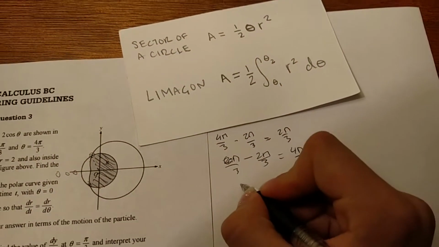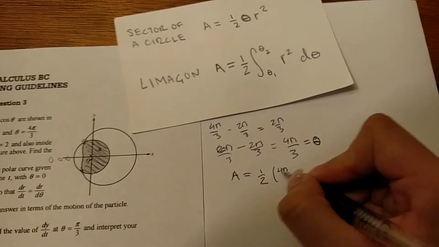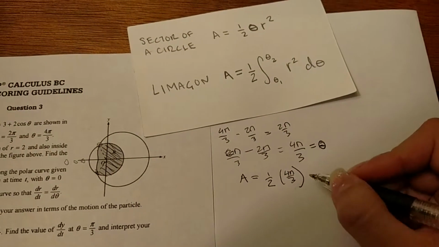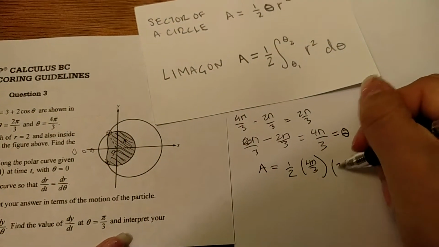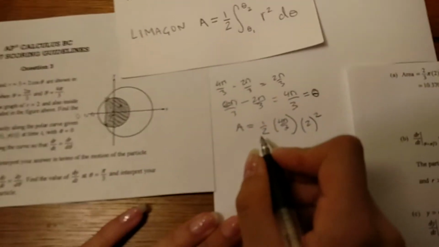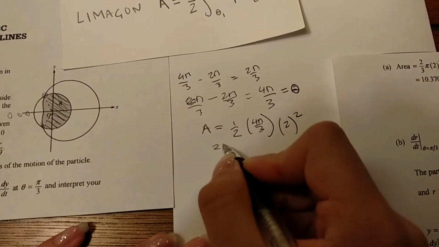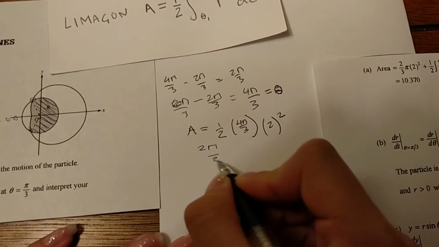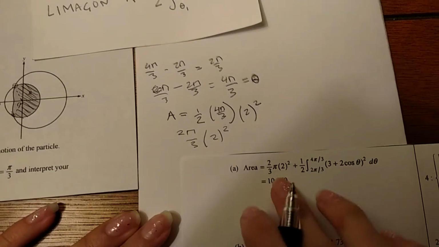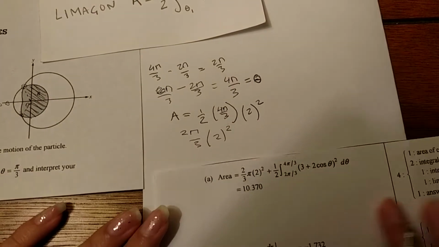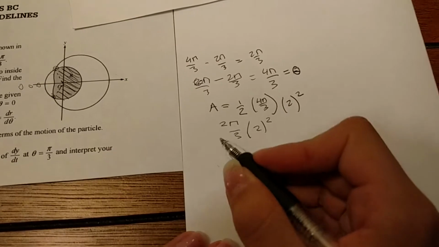So to plug this into the formula, area equals 1/2 theta, which is your 4 pi over 3, times r squared. In this case, your circle is r equals 2, so that's 2 squared. So now the area of that sector of a circle is going to be 1/2 times 4 pi over 3 times 2 squared, which, as you see here, is your first point from the equation, the area of a sector of a circle. But you're not done with that yet. You still need the area of the limacon.